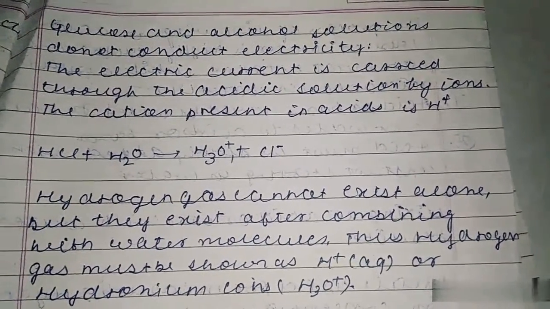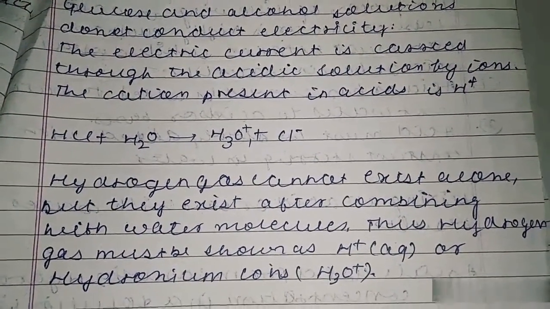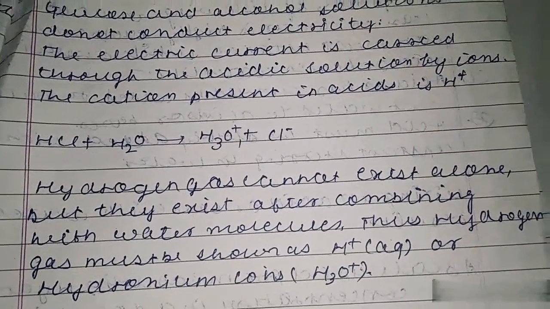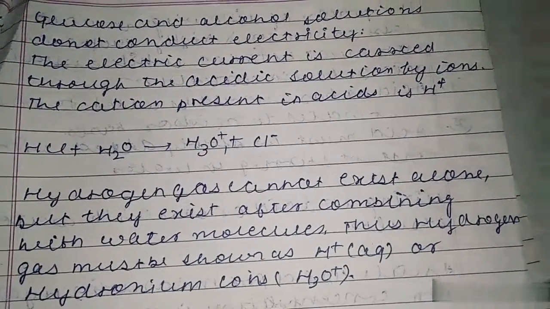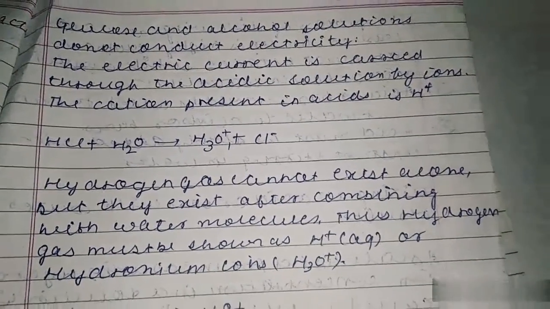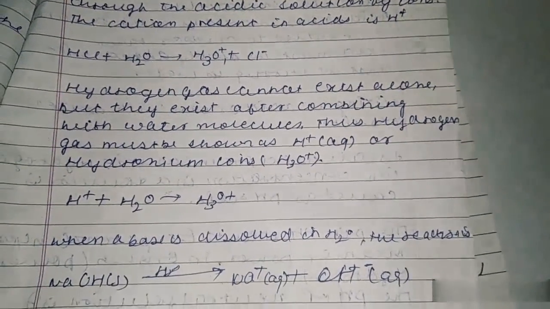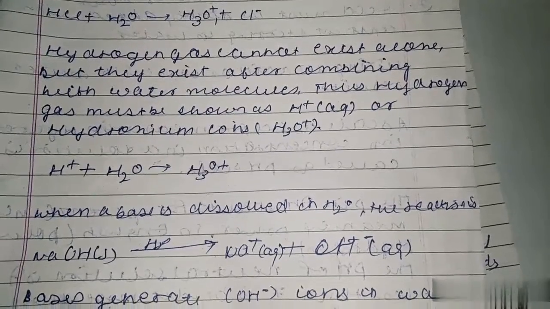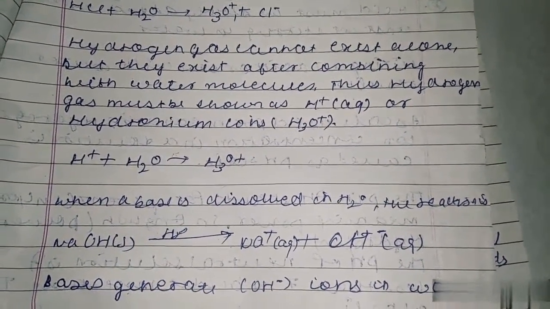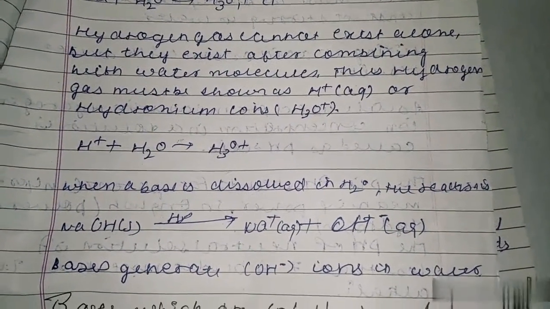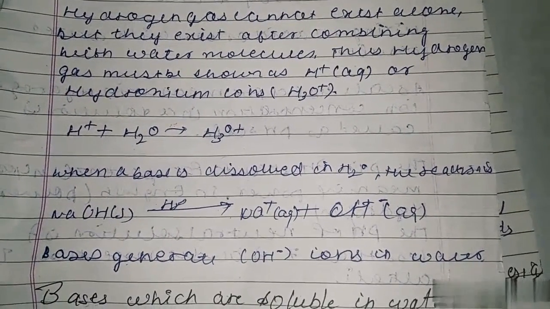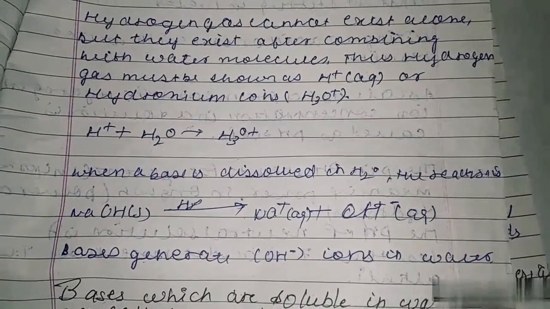Glucose and alcohol solutions do not conduct electricity. The electric current is carried through the acidic solution by ions. The cation present in the acid is H+. So HCl plus H2O gives H3O+ ions, that is hydronium ions, and chloride ions. Hydrogen ions cannot exist alone, but exist after combining with water molecules. Thus, they must be shown as H+ aqueous or as the hydronium ion, H3O+. So H+ plus H2O gives the hydronium ion, H3O+.